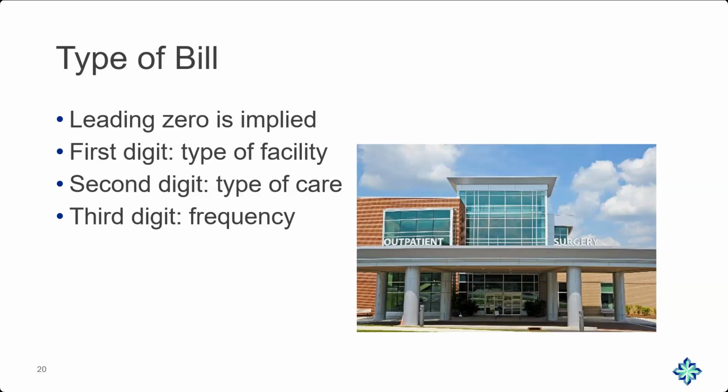The third digit of the type of bill tells us the frequency, or where the patient is in their stay. 0 indicates a no pay bill. This tells the system that you're not expecting reimbursement from Medicare on this claim. A 1 in the third position indicates the claim is billed from admission through discharge. The entire stay is on one claim. A 2 is the first claim in a continuing stay. A 3 is also a continuing stay, but it's not the first claim and it's not the last claim. A bill type that ends in a 4 indicates that it's a discharge claim.